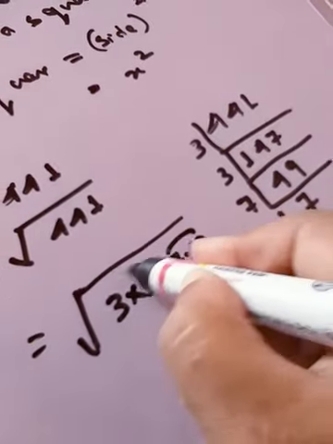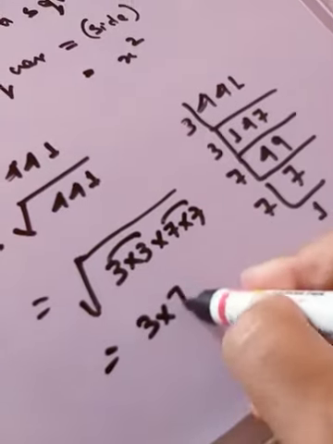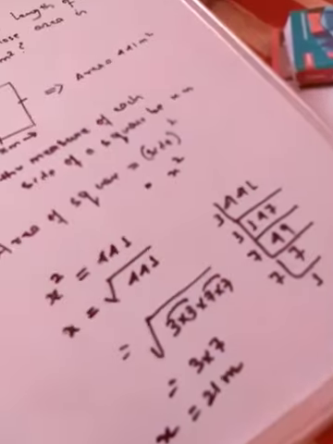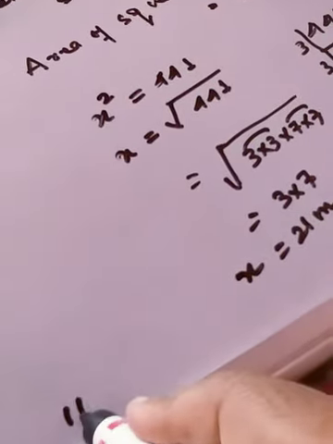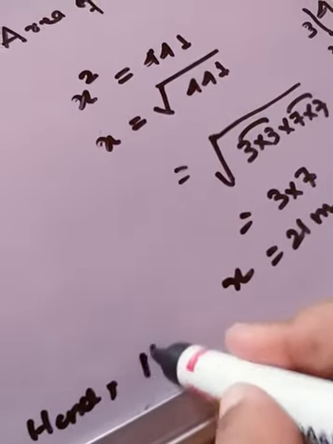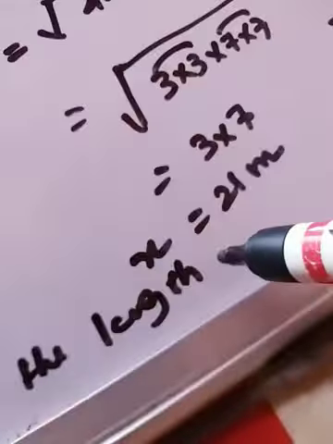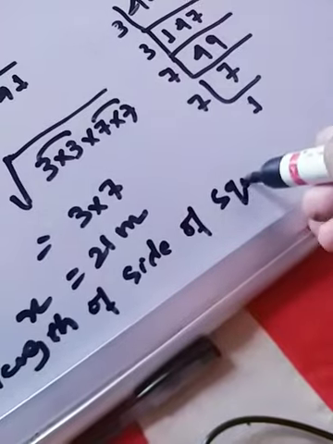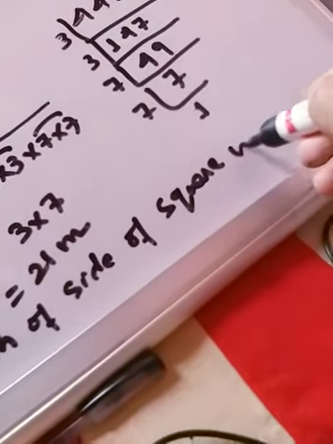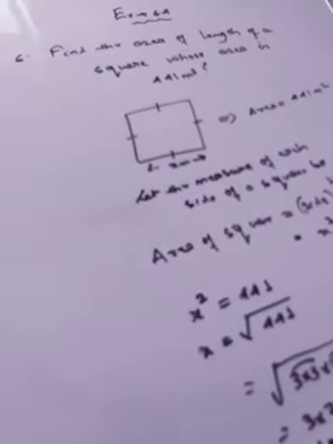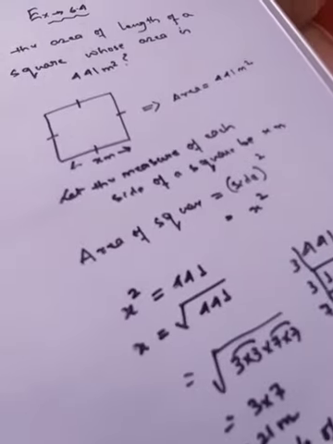So we'll pair it up. For each pair one digit will come out. So answer is what? So x equals 21 meter. So you will write, hence the length of side of a square is 21 meter. Understood? So this is the solution of sum number 6. Let's move on to sum number 7.